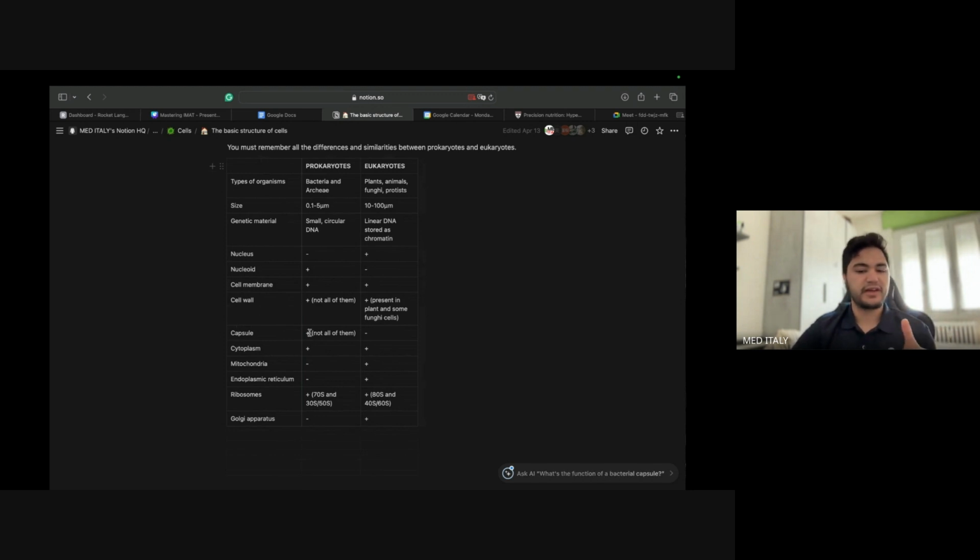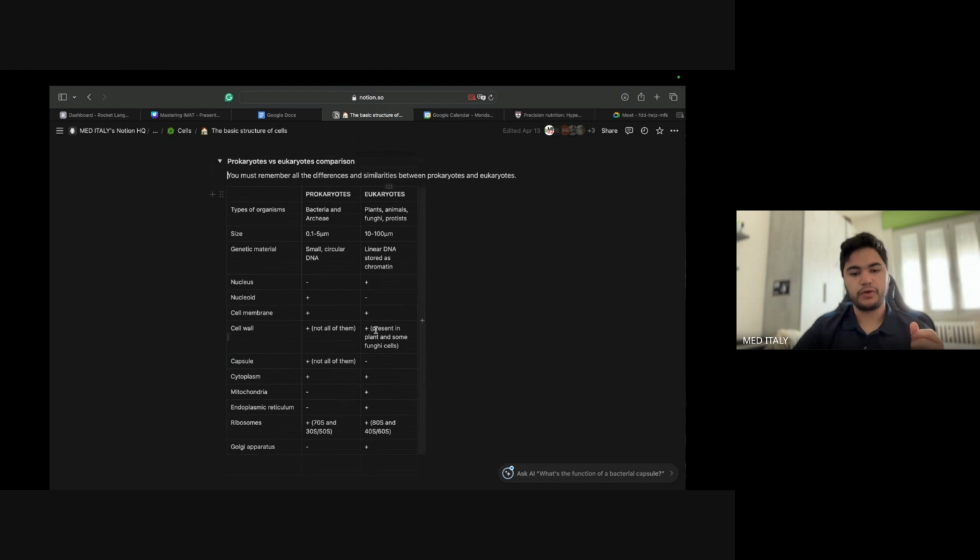For example, we will see the capsule. In bacteria, there's a capsule, but in eukaryotes, we are not going to see a capsule. And this is something students usually mix up with mitochondria. In bacteria, of course, we have some structure which is responsible for the function of mitochondria, but they don't have mitochondria.